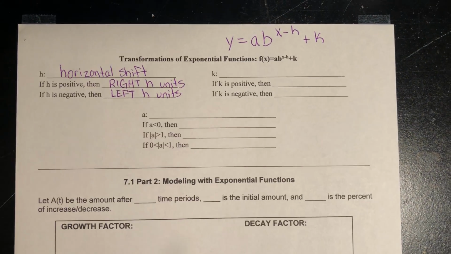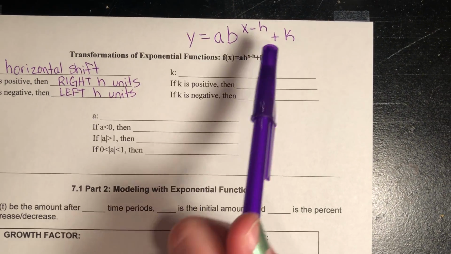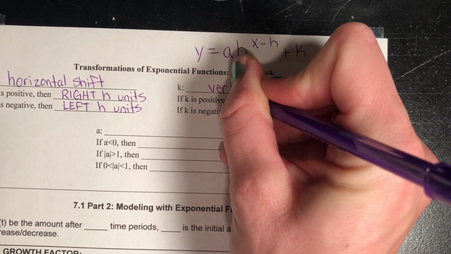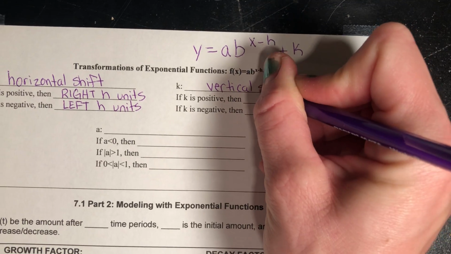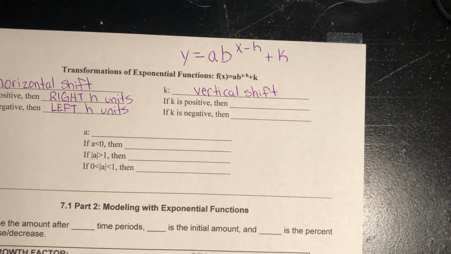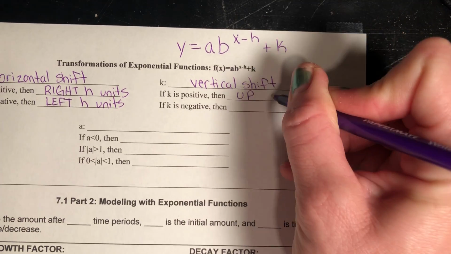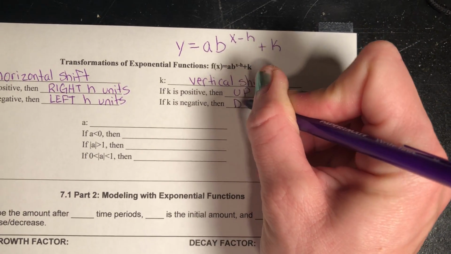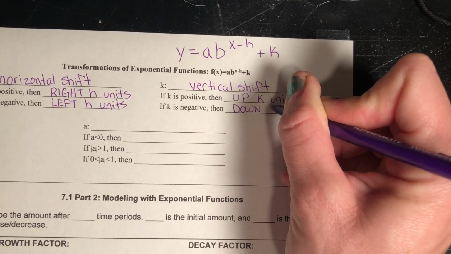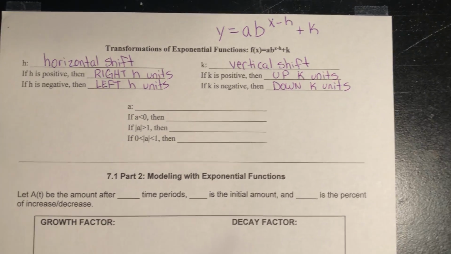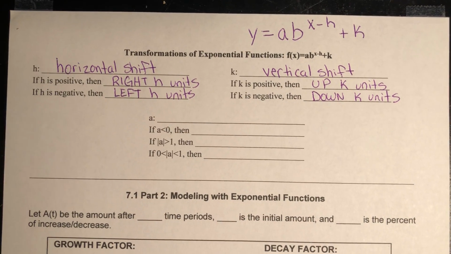As is also the case, k is our value on the outside here, and it is a vertical shift. So this is a vertical shift. The k tells the truth, so if k is positive, you go up k units. If k is negative, you go down k units.